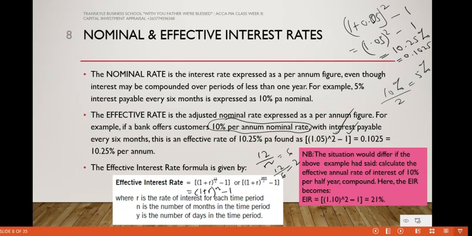Sometimes the interest is paid or compounded on a daily basis, so the effective interest rate should be subject to 365 days in a year. So you then have to say 365 over the days in particular. Then you have to subject it to the days. That's how you have to determine these computations.